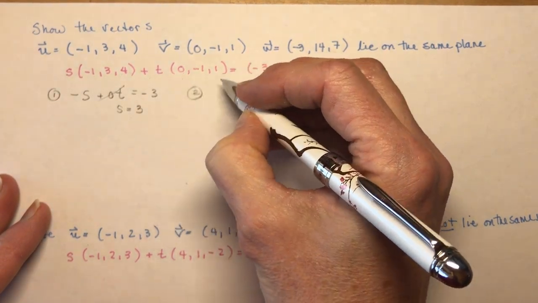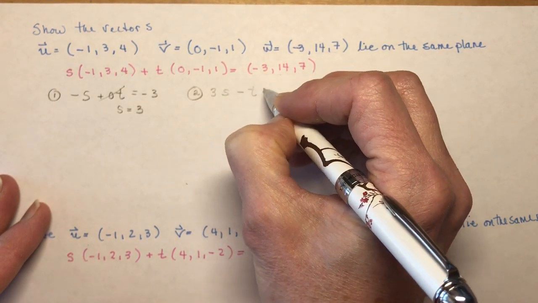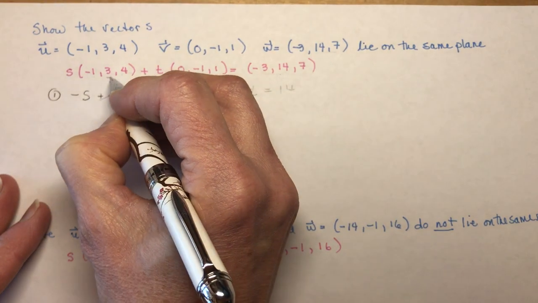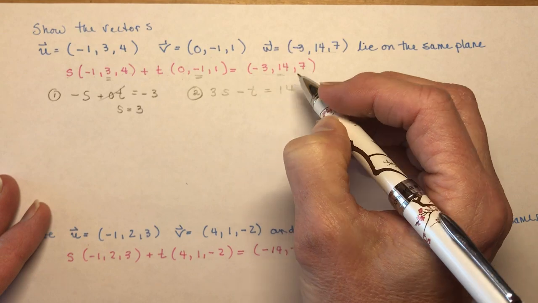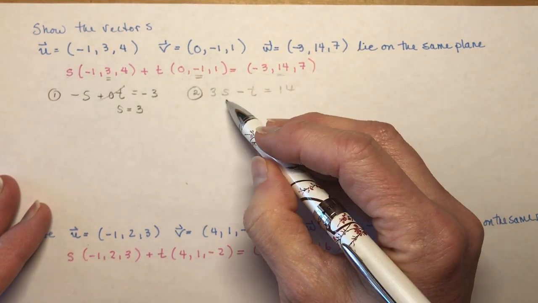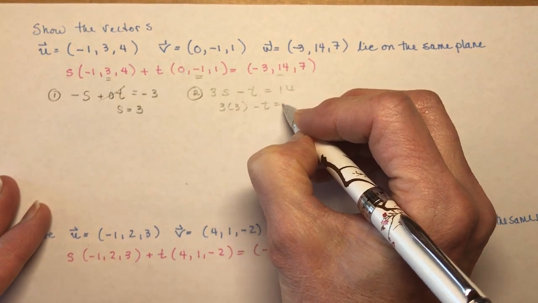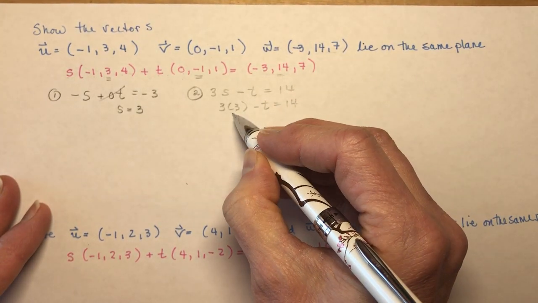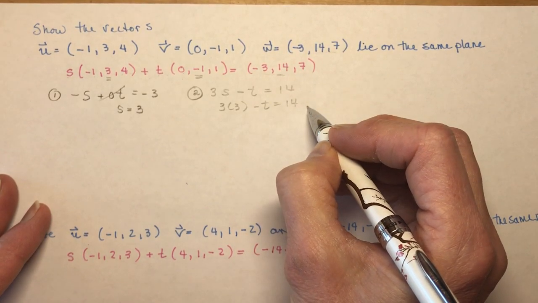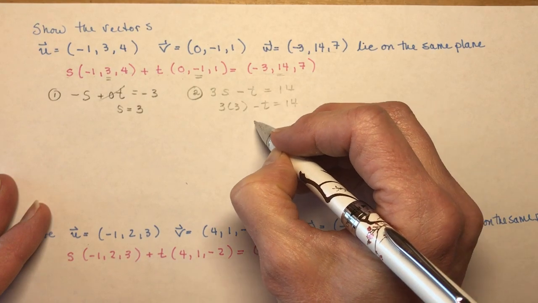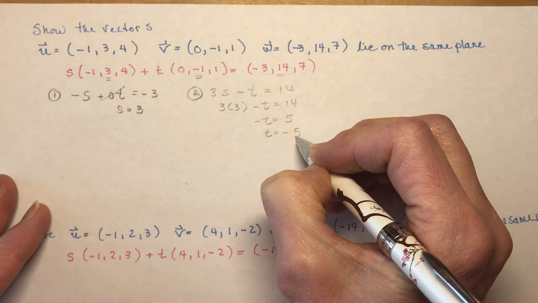The second equation would be 3s minus t equals 14. Okay, so again, I got that from here. 3s minus 1t equals 14. So if s is 3, I can plug that in right away. And I get 9. And I subtract it over here. That's going to give me 14 minus 9 is positive 5. So minus t is equal to 5, and t is equal to negative 5.